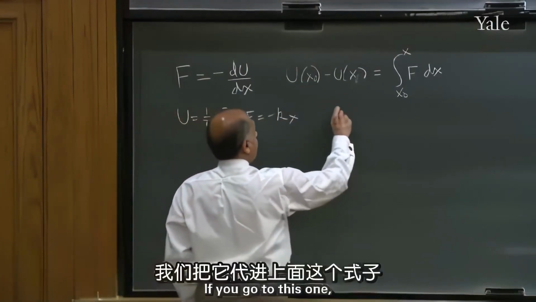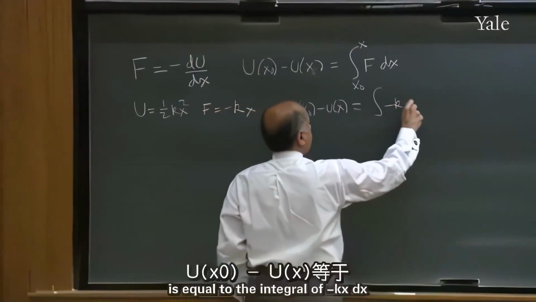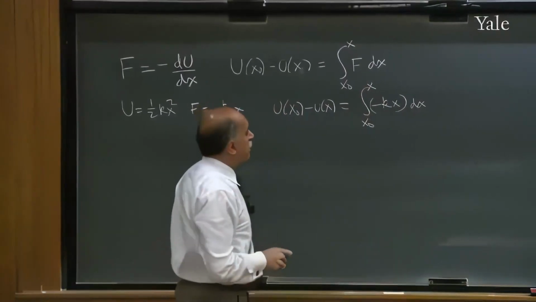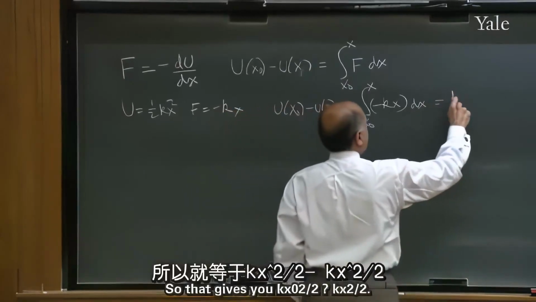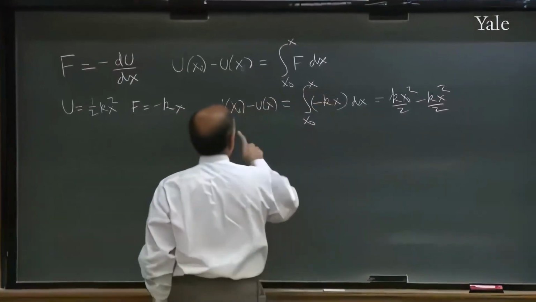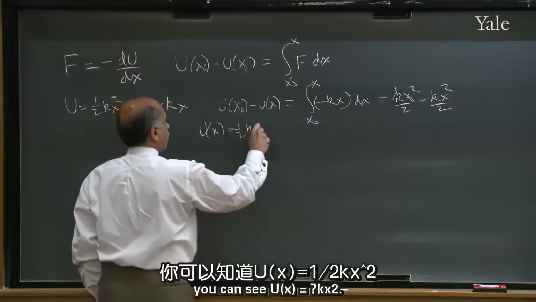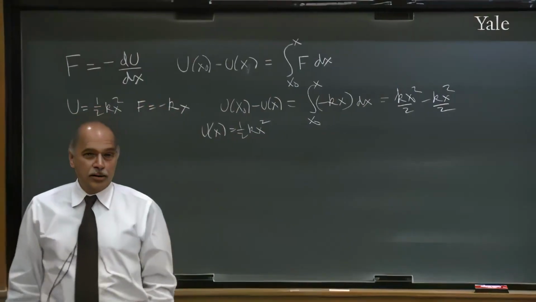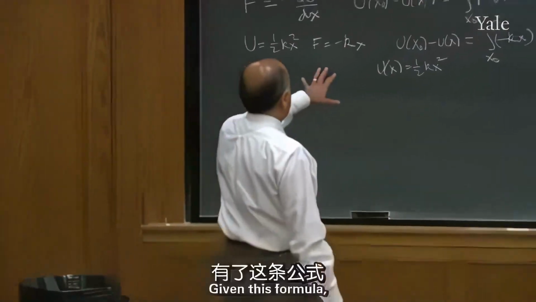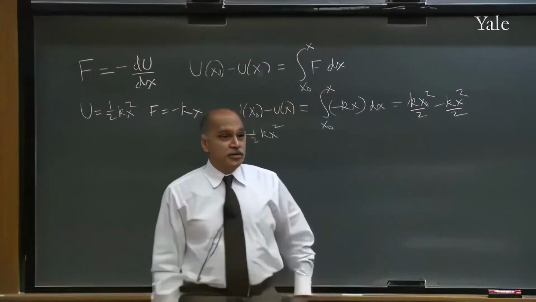And if you go to this one, it will tell you U of x naught minus U of x is equal to the integral of minus kx dx from x naught to x. So that gives you kx naught squared over 2 minus kx squared over 2. And by comparison, you can see U of x is equal to 1/2 kx squared. Actually, this is not the unique answer. Do you know why? Given this formula, can I immediately say this guy corresponds to that, and this one corresponds to that one? Is there some latitude here?